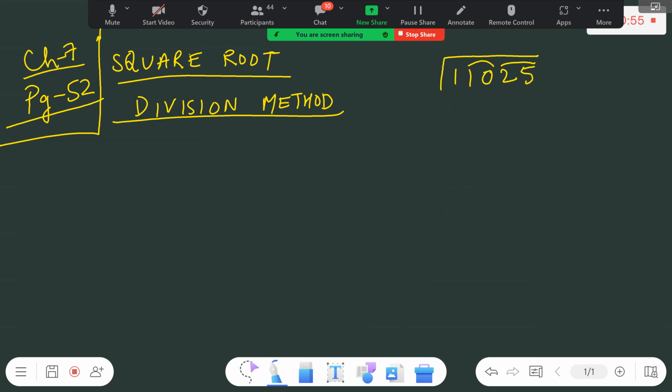So what is 20 into 0? 0. Isn't it less than or equal to 10? The only digit you can find, isn't it? Okay? So 10 minus 0, remainder 10.